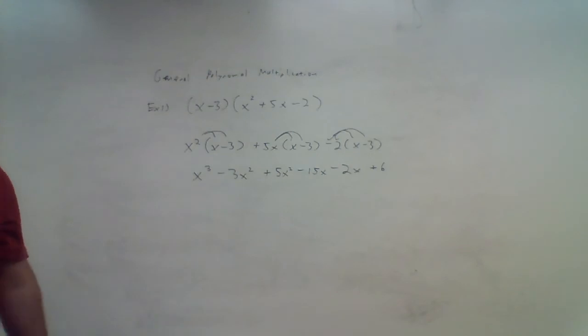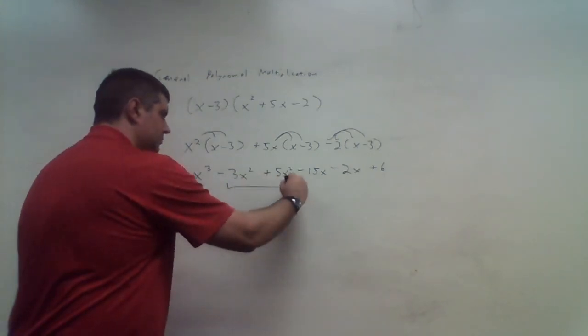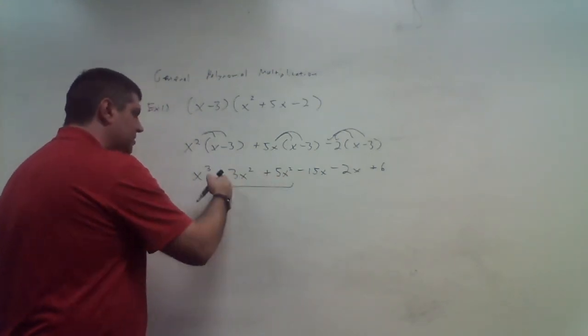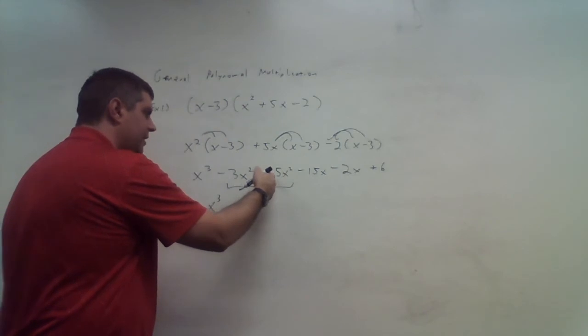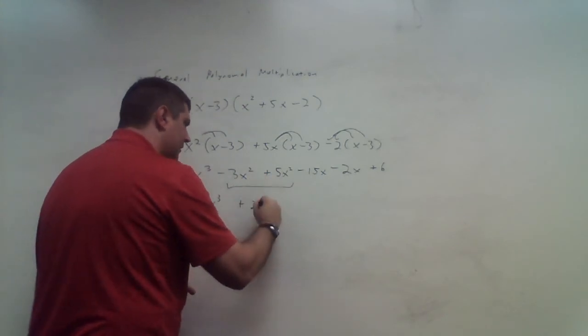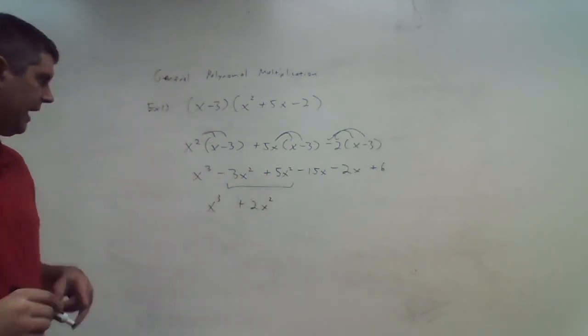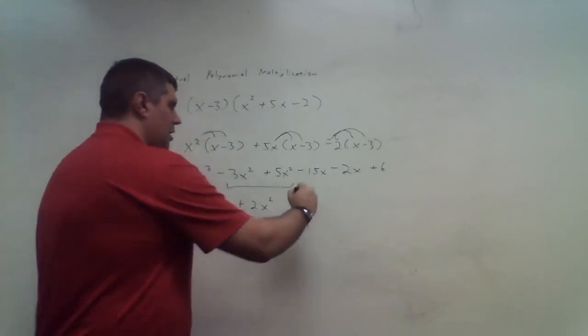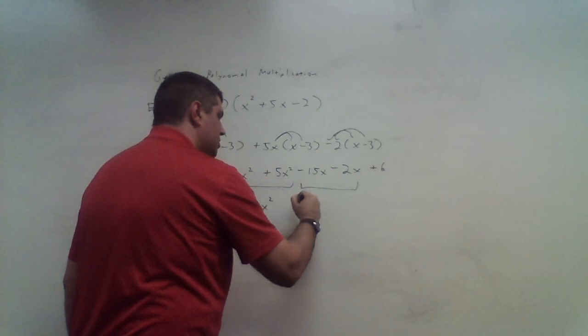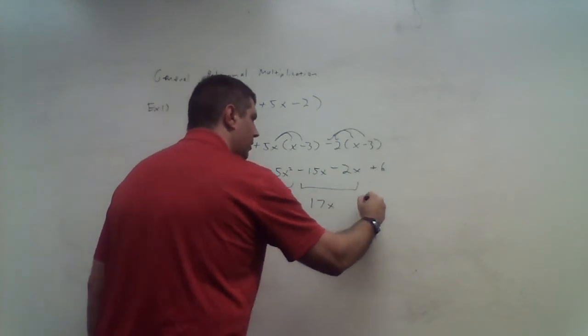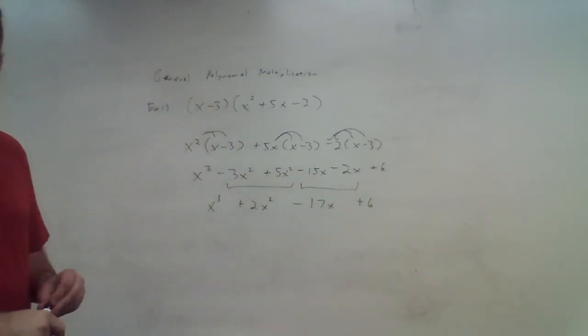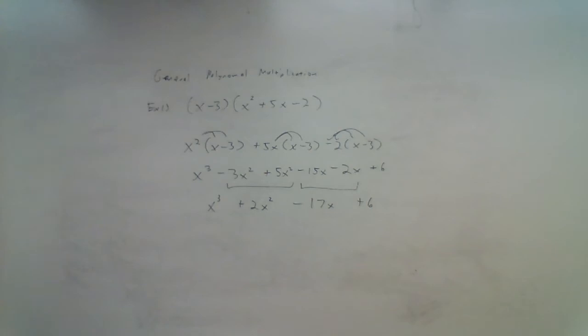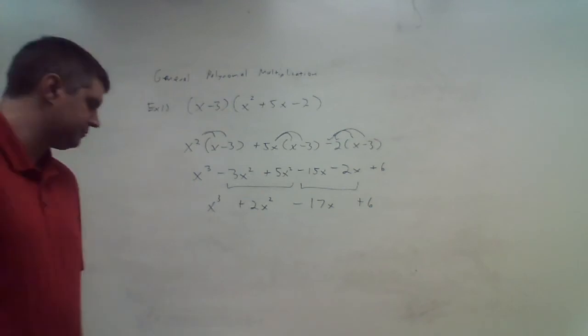And then we combine our like terms. x cubed, and then minus 3x squared plus 5x squared, well, that leaves a gain of 2x squareds. Okay? Minus 3 plus 5 is plus 2. Minus 15x's, take away 2 more is negative 16x's, and then plus 6 is the only one of its kind. So that's what happens whenever you've got more than 2 terms being multiplied.